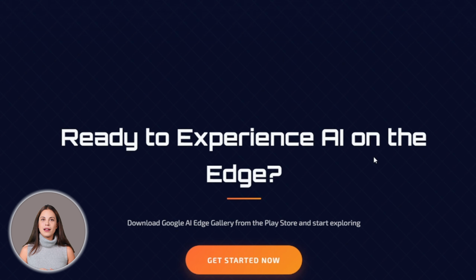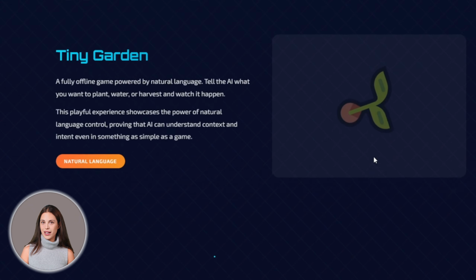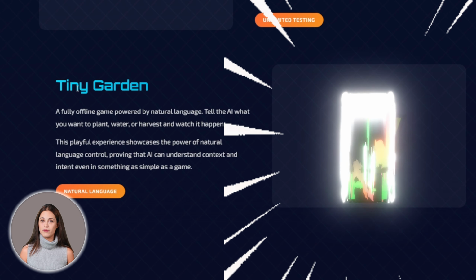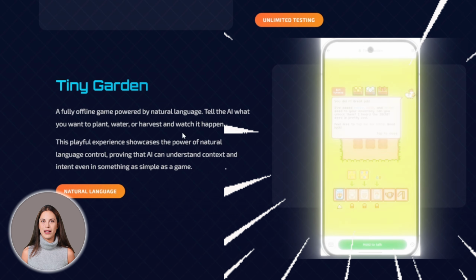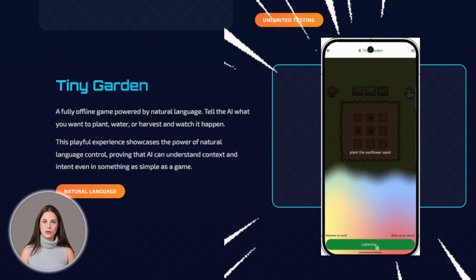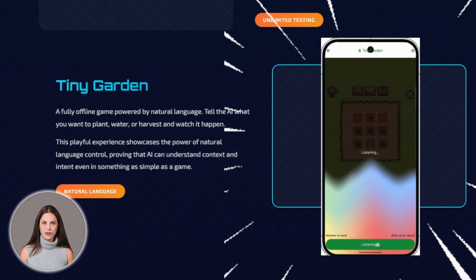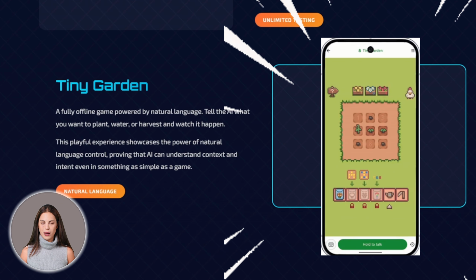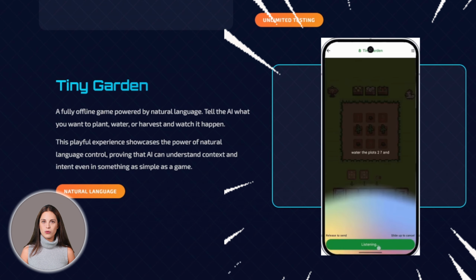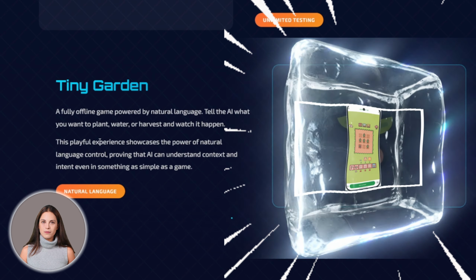Now, here's where it gets fun. They built this little game called Tiny Garden. It's a fully offline game that uses natural language. You tell the AI what you want to plant, water, or harvest. It actually shows you how powerful natural language control can be, even in something as simple as a game.